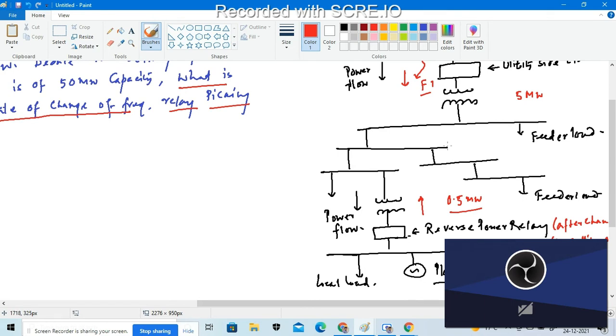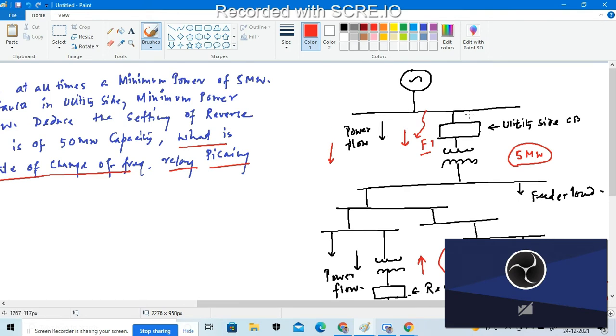Right? So the plant generator has a capacity of 50 megawatt, and the minimum power flow from the utility side to the plant generating side is 5 megawatt, and from the plant generating side to the utility side it is 0.5 megawatt. If we change the setting of the reverse power relay, what will be the change of frequency relay that will pick up if any such kind of fault appears on the utility side? Okay, so what will be the answer for that?